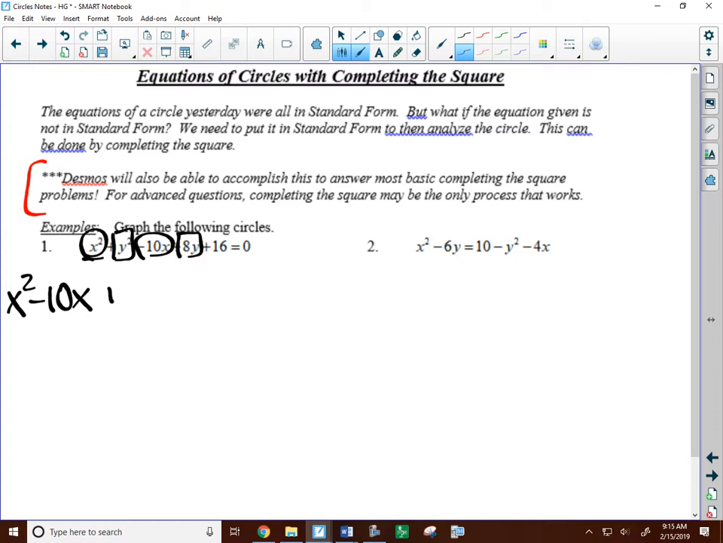Oh, also, leave a blank here. I'm going to do something else with that. So leave a spot there. Okay, now put the y term. So plus y squared plus 8y. And then leave another blank spot.